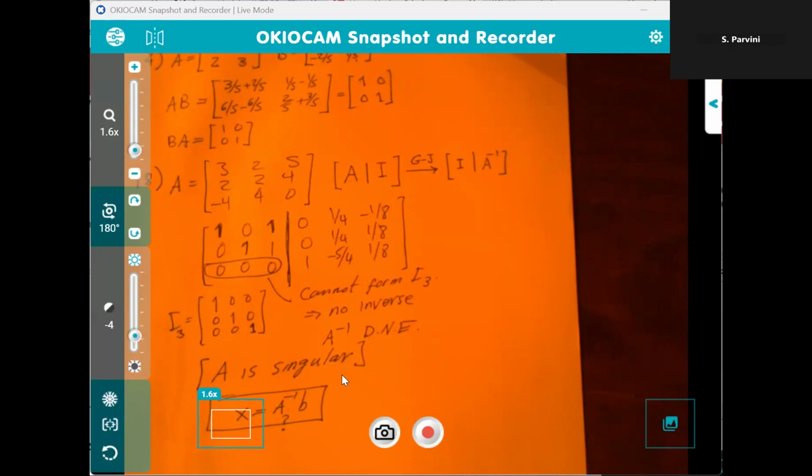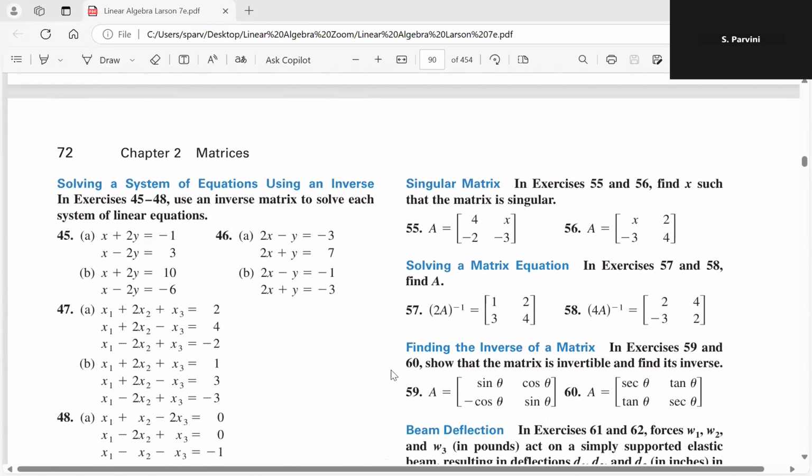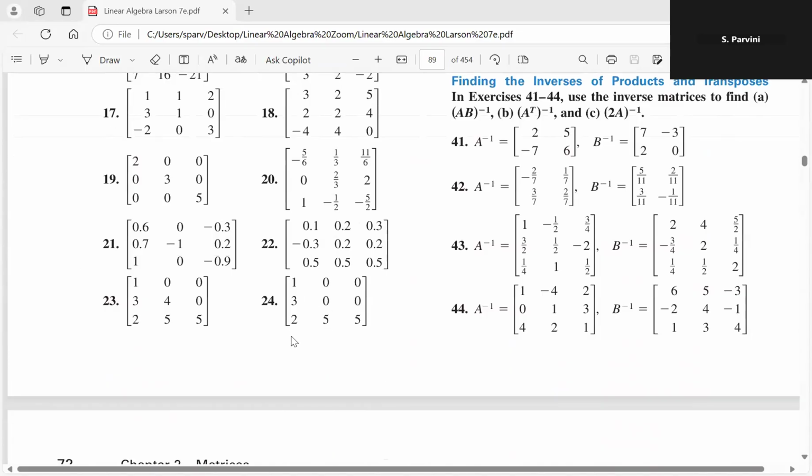Everyone okay on this example that we did? Now let's do one where it works out. I see one that doesn't work, how about one that works? Let's change my share and go to the book. Let's take a look at number 24. Let me write down number 24 on my paper. So number 24 is 1, 3, 2, 0, 0, 5, 0, 0, 5.